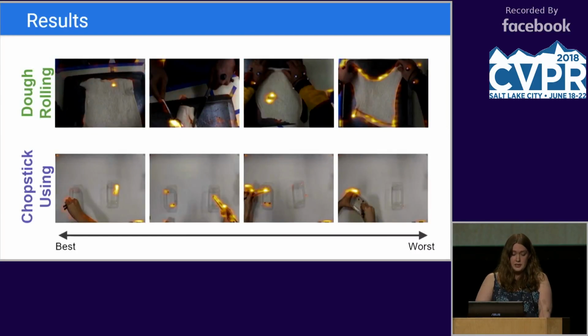We visualize spatial attention across all tasks. In the dough rolling task, the network learns the importance of holes in the dough and stretched dough edges, whilst in the chopstick using task, we see that hand and beam position prove indicative of skill. Results on all tasks are available at our poster.